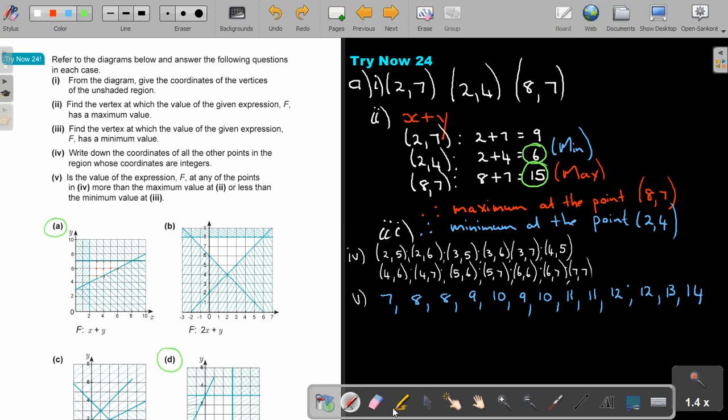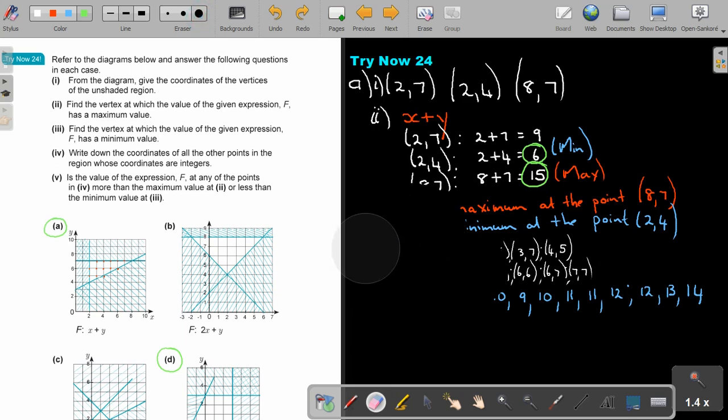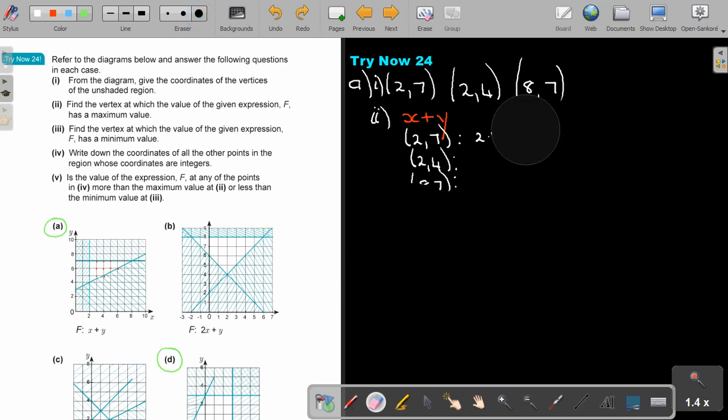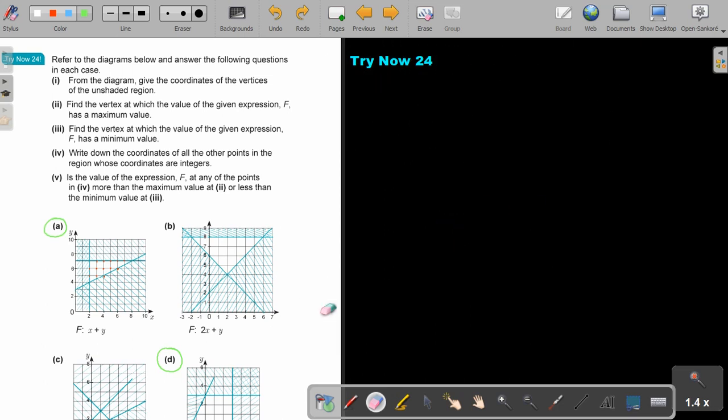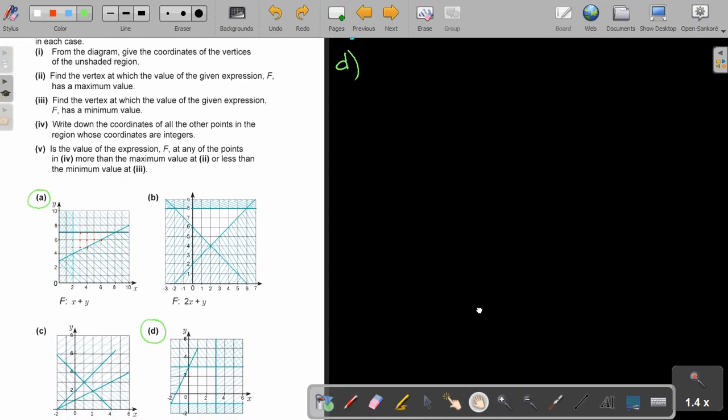And if we do the next one, number D, let's just make space. Okay, so start again from: give the coordinates of the vertices of the unshaded region. So again, it will be this, this, this, and this. So the first point will be -2 and -1.